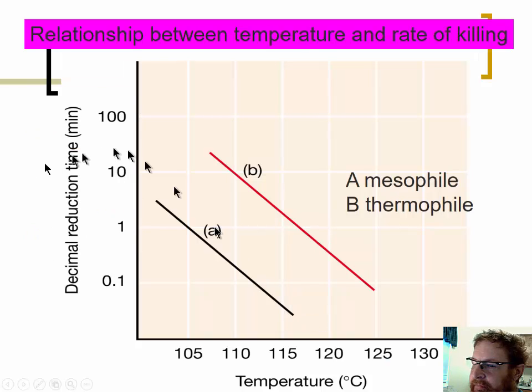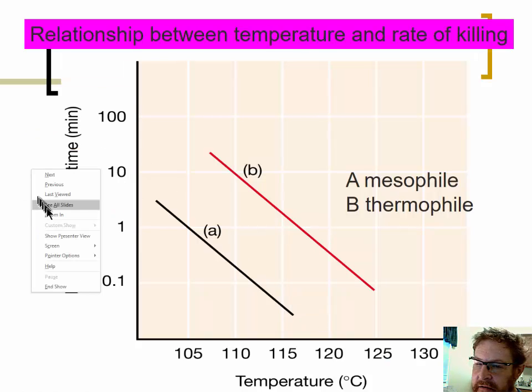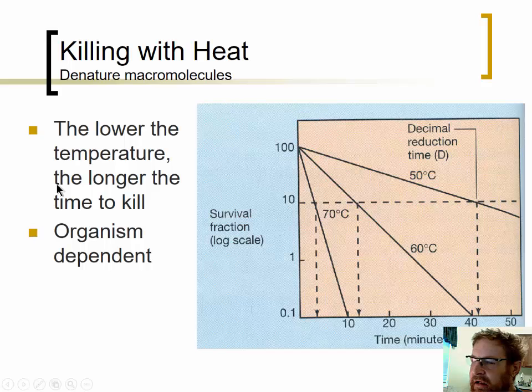One of the things that you can take home from this is that it kills better the higher the temperature. So the lower the temperature, the longer it takes to kill. In this graph, it's only from 50 centigrade to 70 centigrade, but it is a real reduction in the amount of time to kill those 10%.